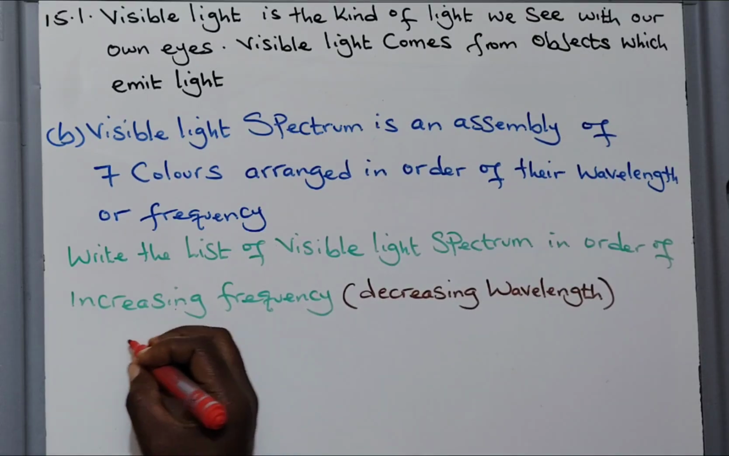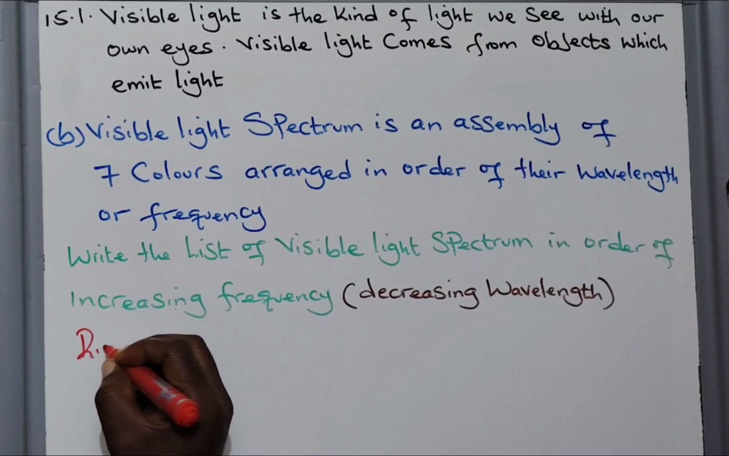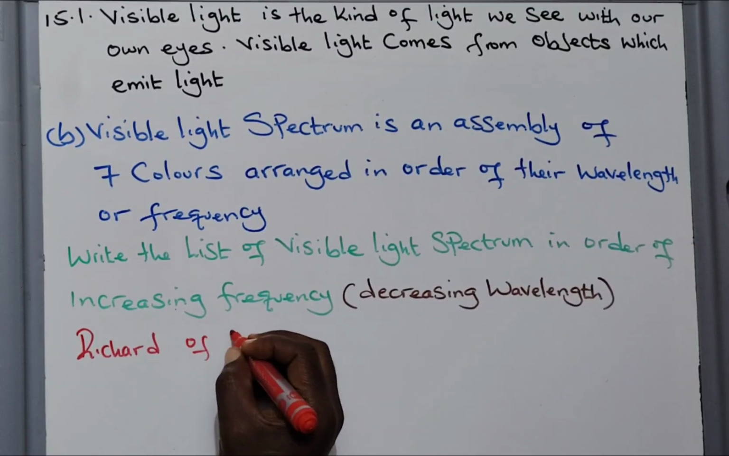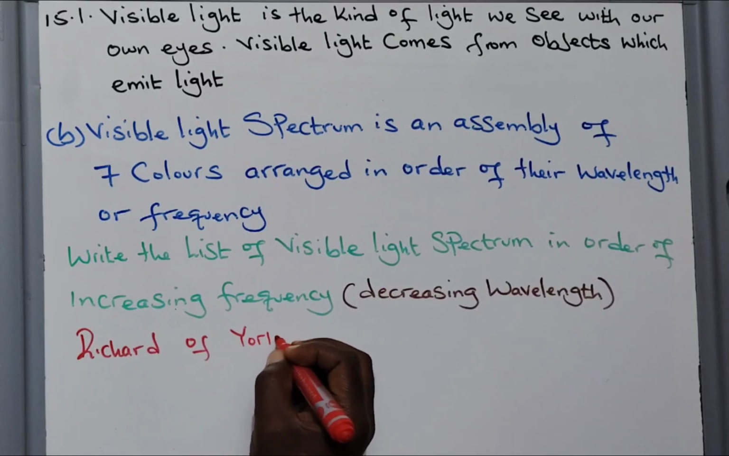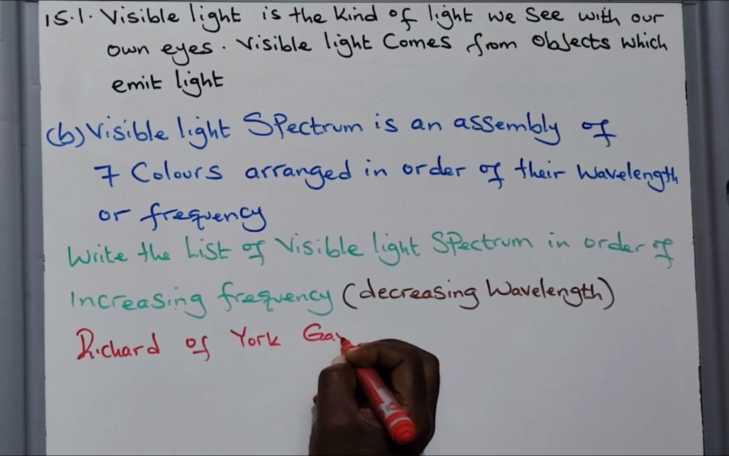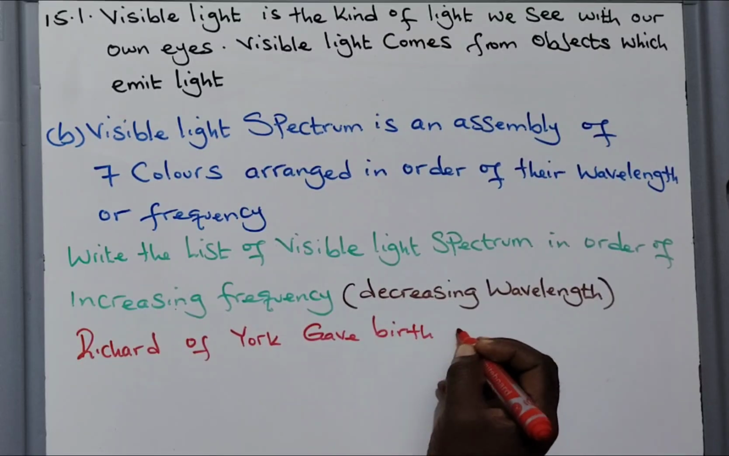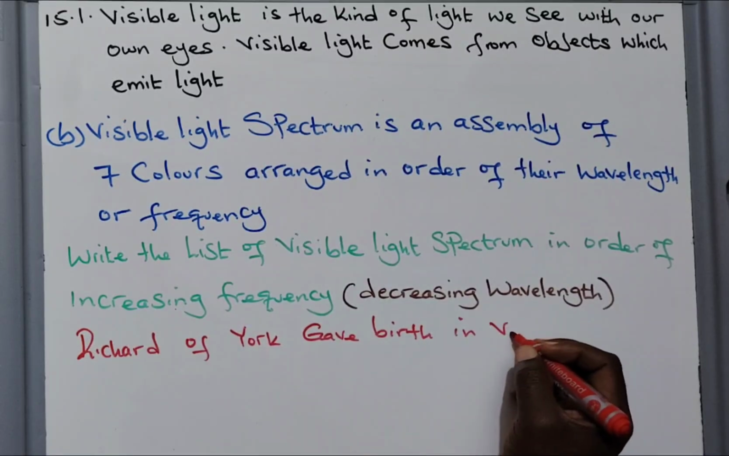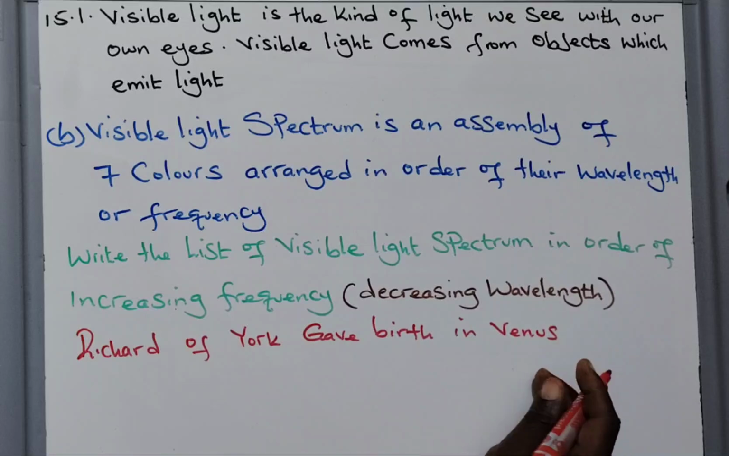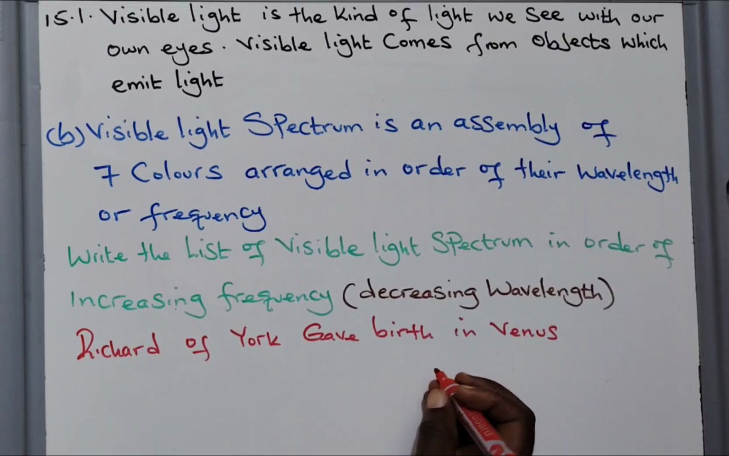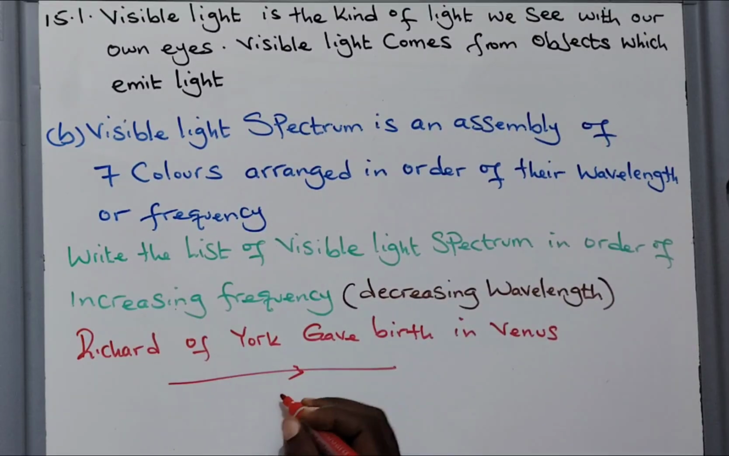It says that Richard of York gave birth in Venus, and each one of these represents a color. So this is the order, and as you go this side, it is increasing frequency.